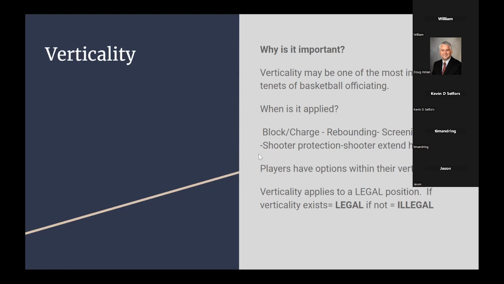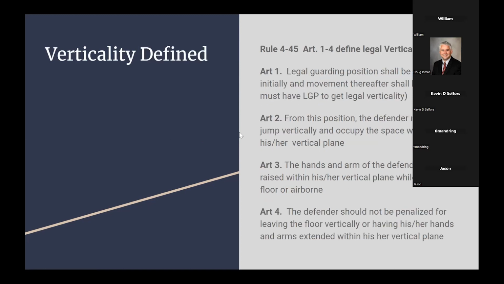We've kind of covered verticality here. Verticality is defined in the rule book. Legal guarding position has to be obtained to get verticality. You may rise or jump vertically within the vertical plane. Hands and arms of the defender, either on the floor or while they're airborne, can be raised above the head. And you should not penalize for leaving the floor vertically or having hands extended above the head.